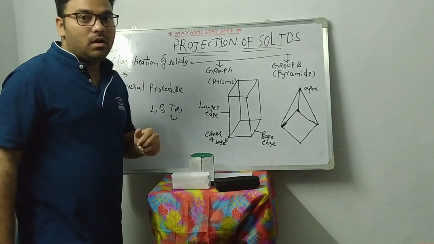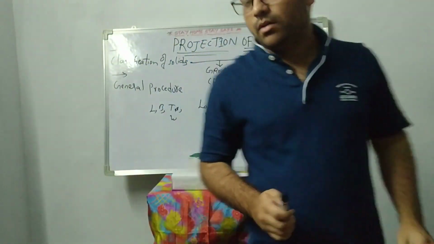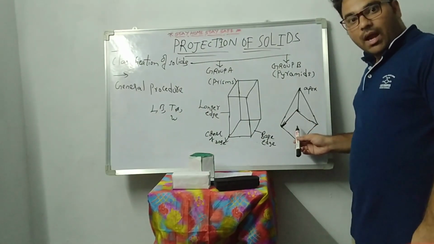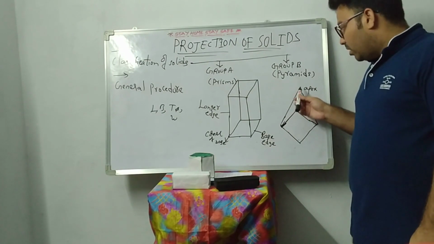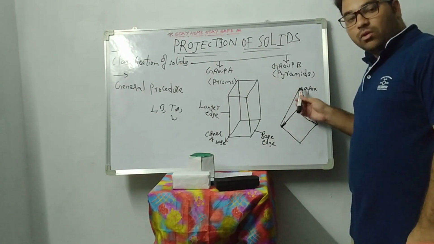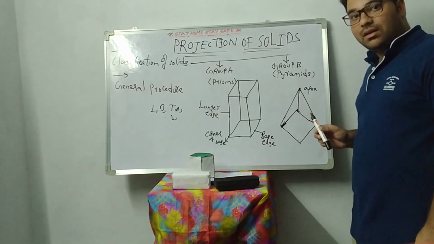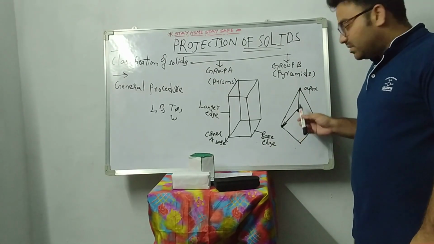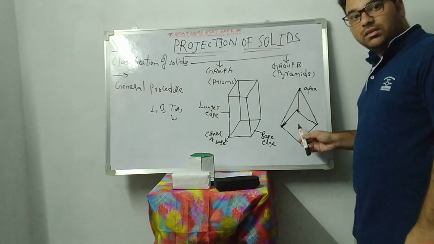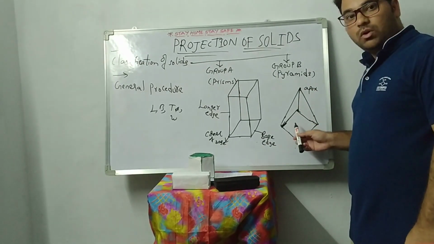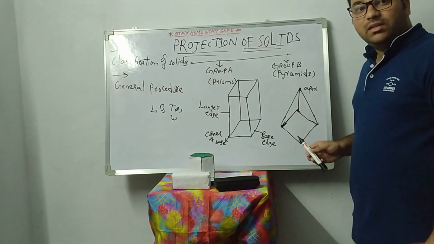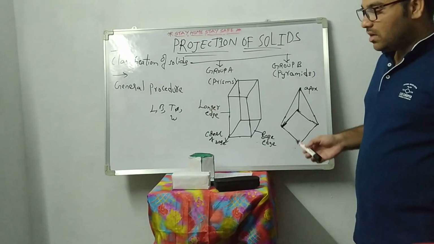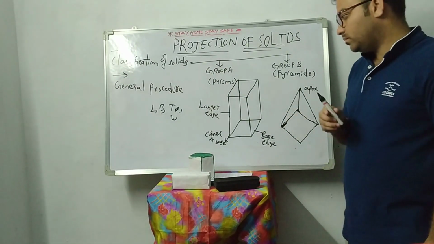Coming to the pyramids, how do we identify a pyramid? Here the base has some shape, and at the top some point is located. The point is called an apex. So this is nothing but a pyramid. Precisely, this is a square pyramid because the base has a square shape. Along with the square pyramid we have different pyramids like pentagon and hexagon.